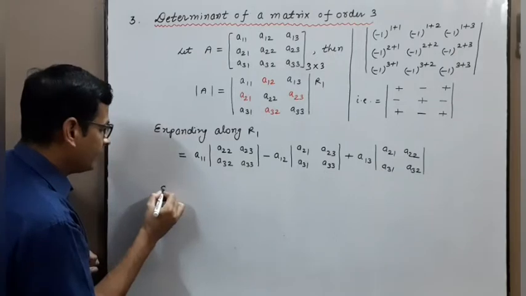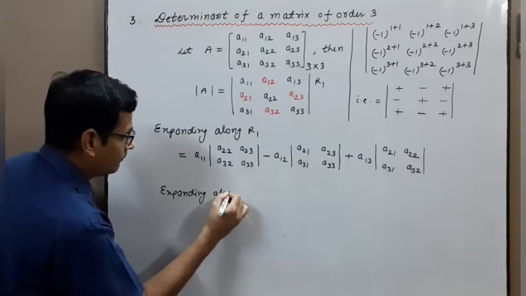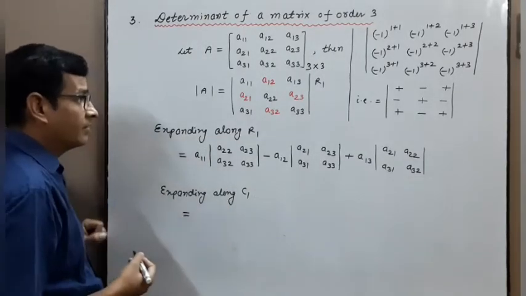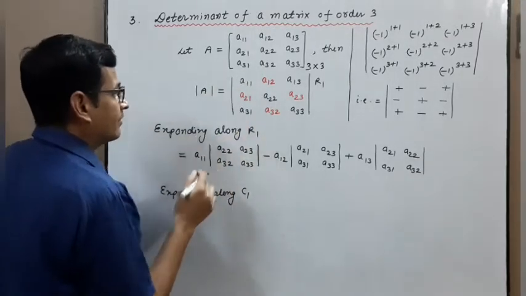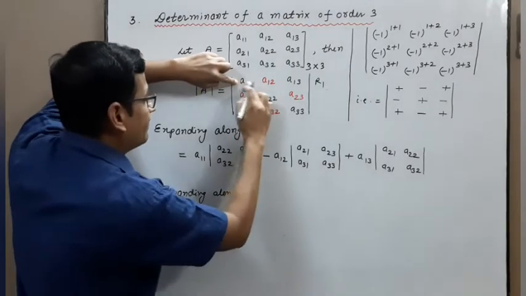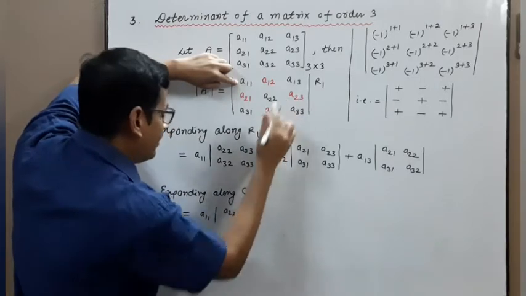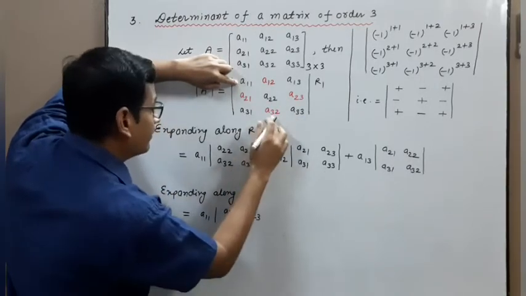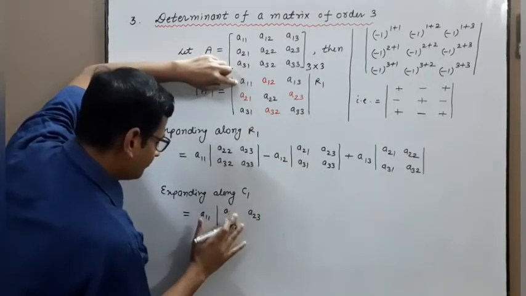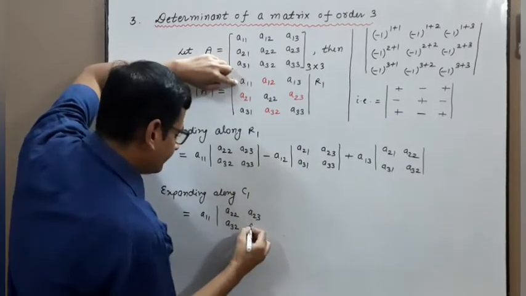Now expanding along column 1. Now this is column 1. So A11 into the determinant obtained by eliminating first row and first column. So A22, A23, A32, and A33.